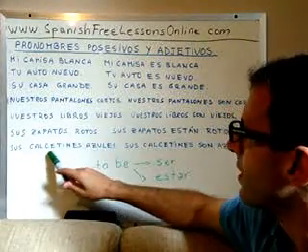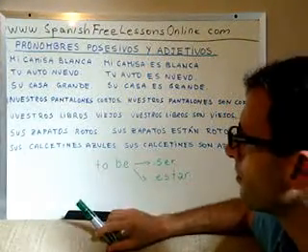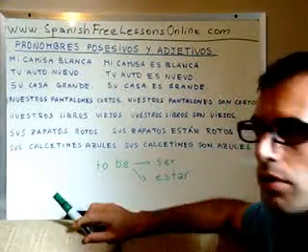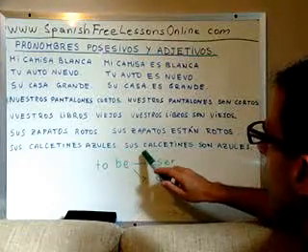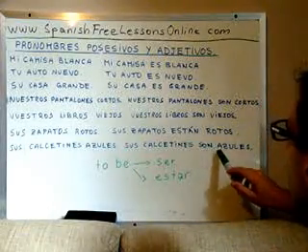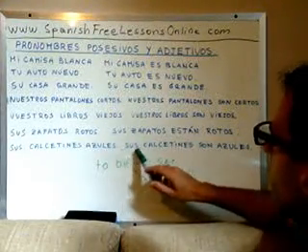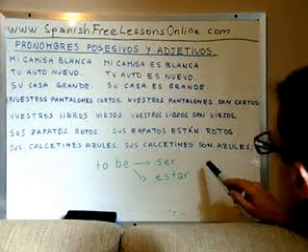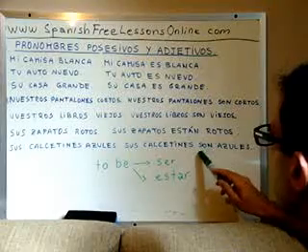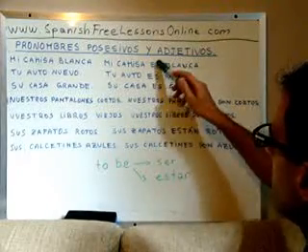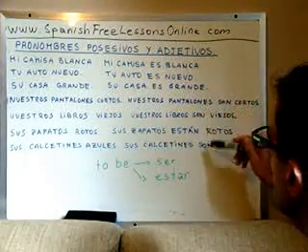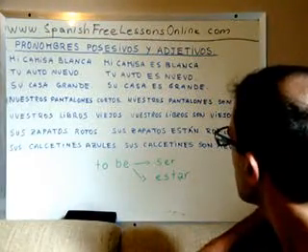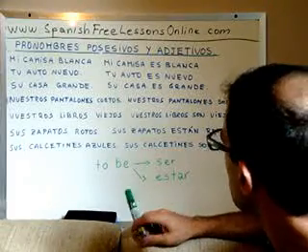Sus calcetines azules. Their blue socks. Sus calcetines son azules. Their socks are blue. Here again we are using the verb ser, right, because blue is a permanent state.